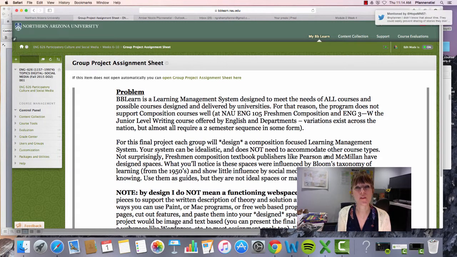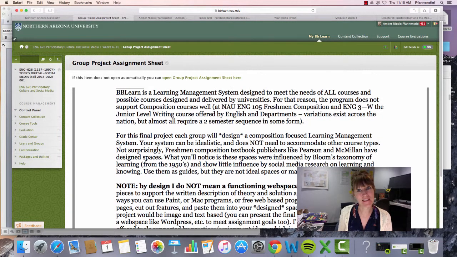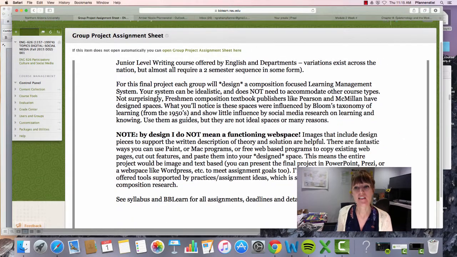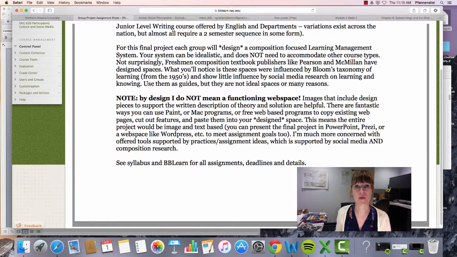But for now, what I really want you to focus on is how can we build a system that's going to be the most helpful for everything that's being dealt with. So like I say here, I'm not saying design a functioning website. Instead, deal with a system that's going to deal specifically with composition pedagogy.